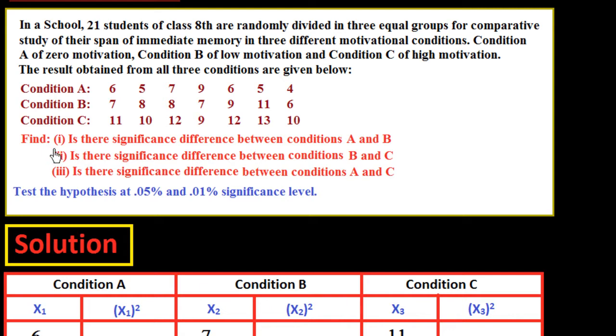Now what we have to find: first of all, we have to find out the significant difference between condition A and B. The second thing we have to find out is the significant difference between condition B and C. And the third and final thing is the significant difference between condition A and C. Test the hypothesis at 5% and 1% significance level. So how do we solve this?